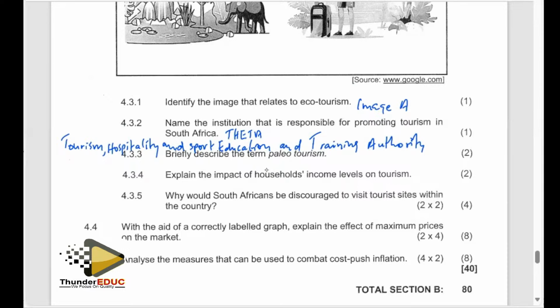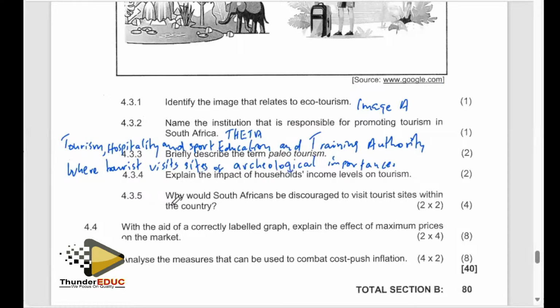So now let's check 4.3.3, briefly describe the term paleotourism. So now paleotourism is where tourists visit sites of archaeological importance, where tourists visit sites of archaeological importance. Okay, right?